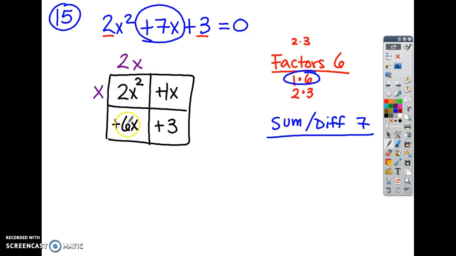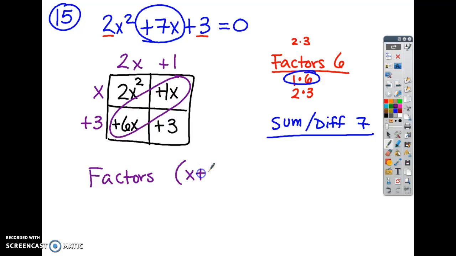So when you divide 6 by 2, what does that give you? Positive 3. And then divide 1 by 1. Gives you a positive 1. And then you multiply 1 times 3 is 3. And when you added these 2, it gave you 7x. So we're done. Our factors are x plus 3 and 2x plus 1 equals 0.